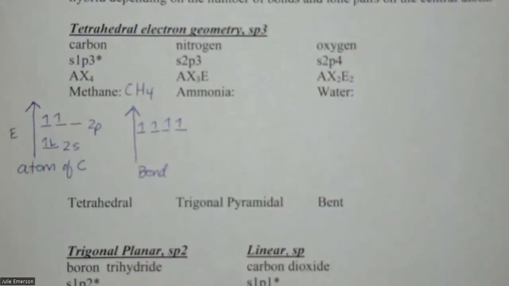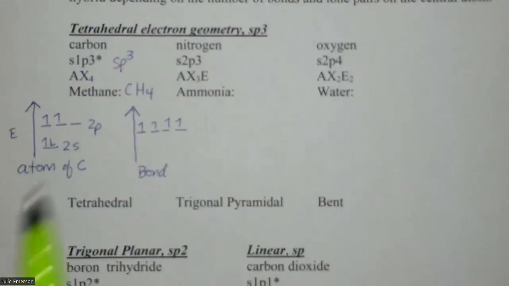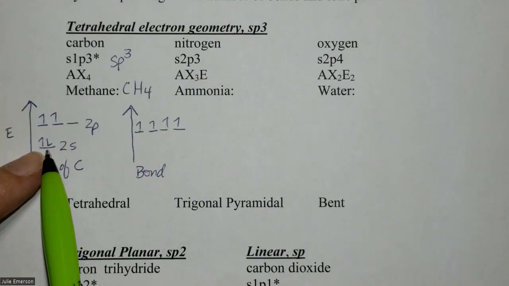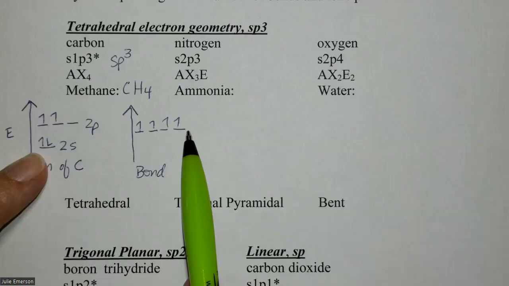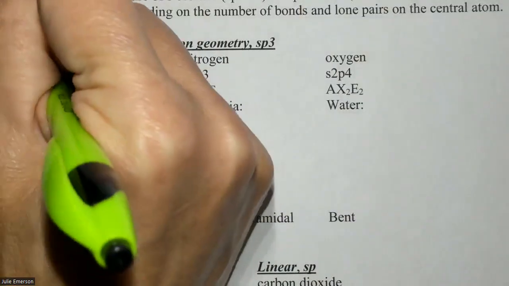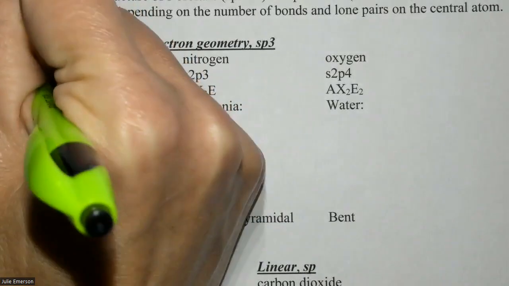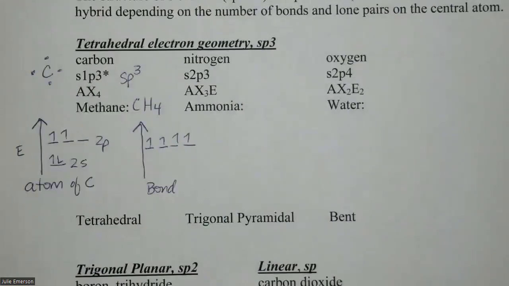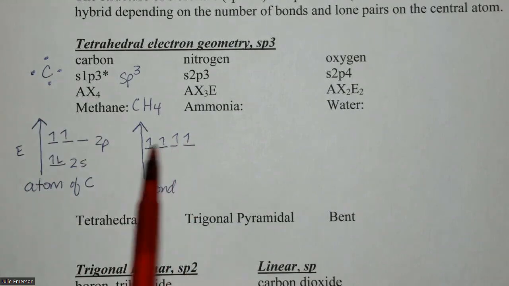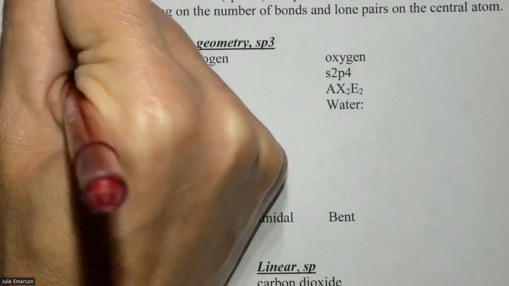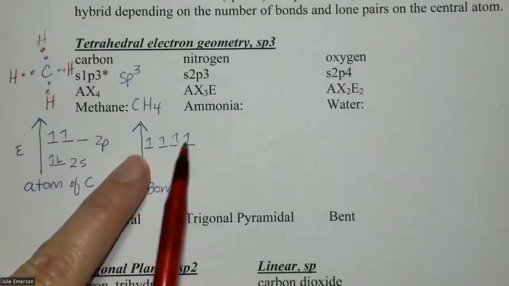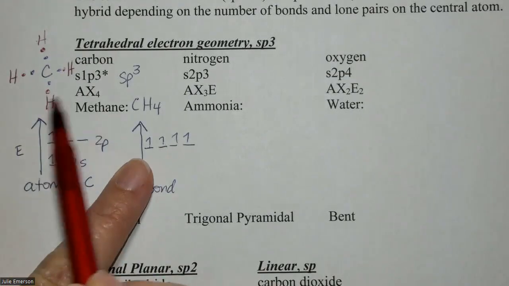And what they call this is an sp3 hybridization. In other words, we need that s orbital and all three p orbitals to come up with four bonding sites. So you have your carbon with its four electrons, the four valence electrons matching these right here. And then hydrogen comes in with one, and another hydrogen, and another, and another. So this orbital hybridization creates the tetrahedral structure.